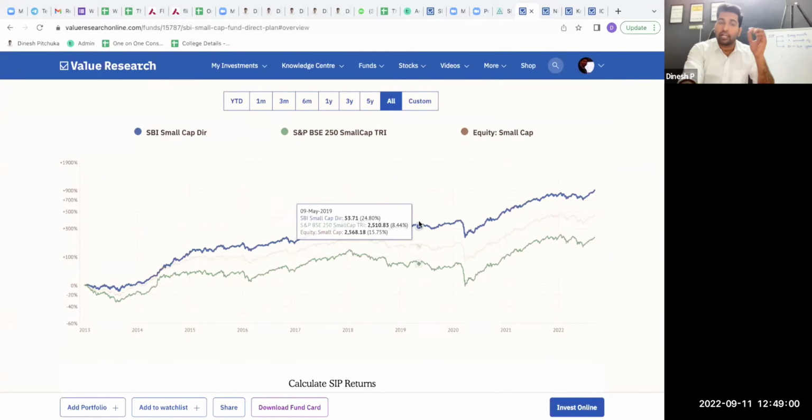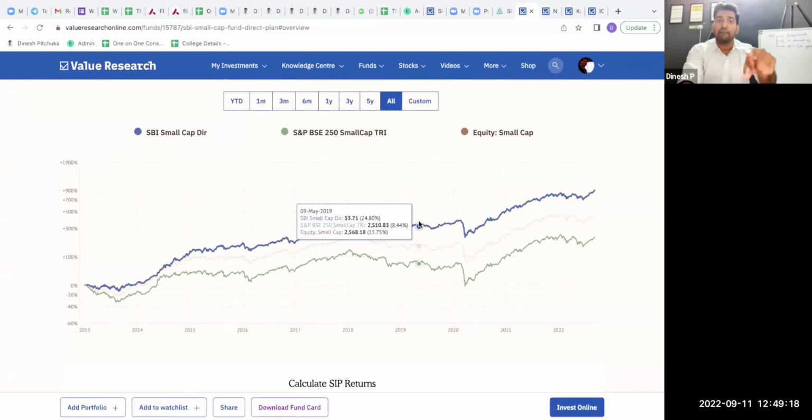Okay, we'll be seeing how it is performing with respect to the benchmark. We ideally expect the fund to perform much better than the benchmark. That is what we should be going for. If it is not performing better than the benchmark, we will not be going for that at all. We want the fund to be performing much better than the benchmark.